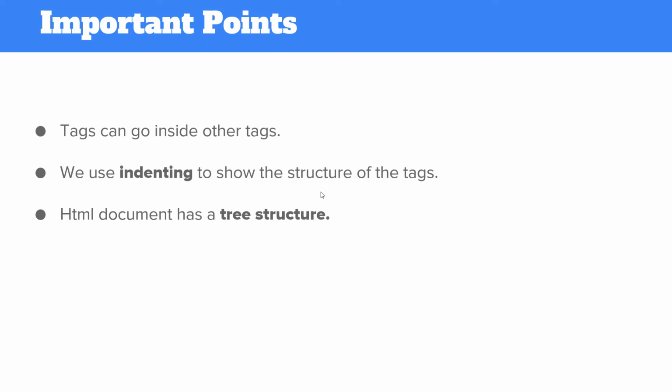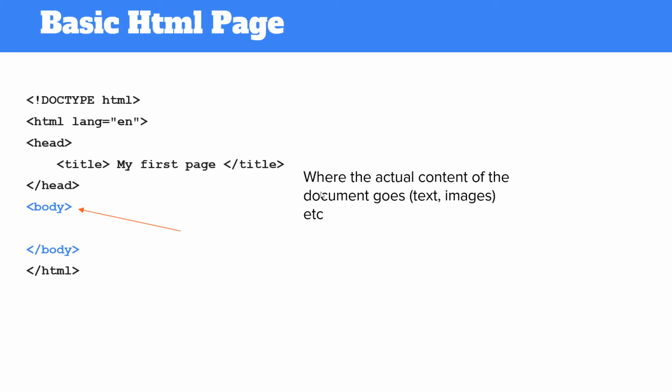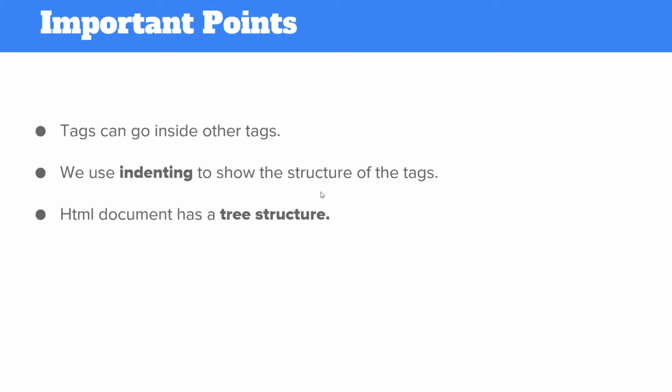We have some key important points to note. The first one is that HTML tags can be inside other tags. In our case, we can see that the title tags are inside the head tags, and the head tags are inside the HTML tags. That's what we mean by HTML tags can be inside other tags. We use indentation to show the structure of the tags.